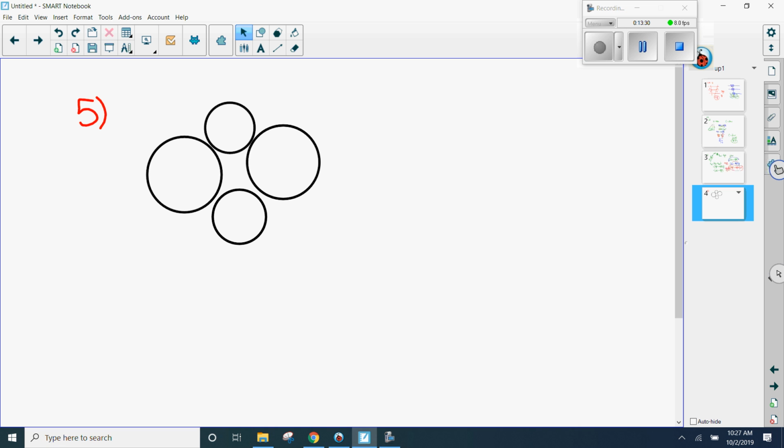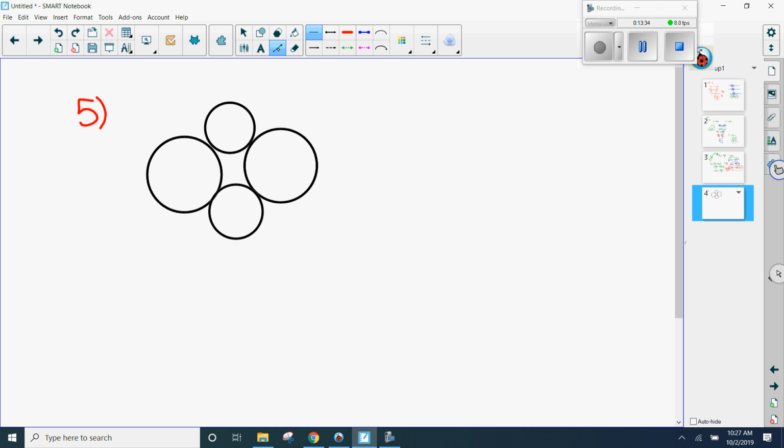If the shapes aren't quite right, that's all right. What we have is something that looks like this, right? And what they want to know is what is the perimeter of that figure.